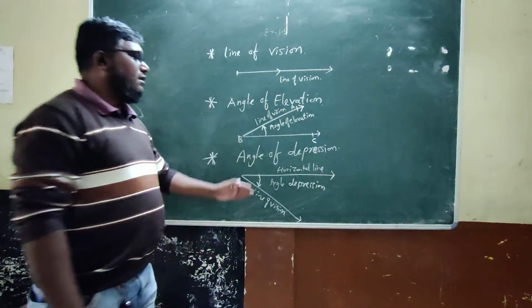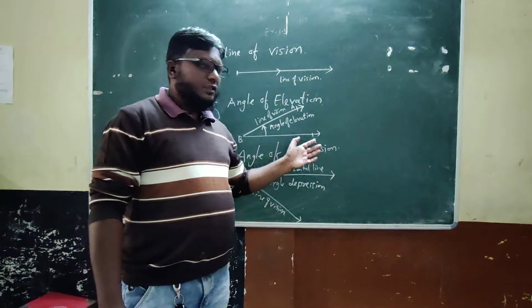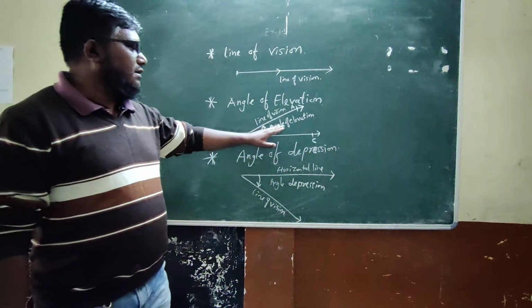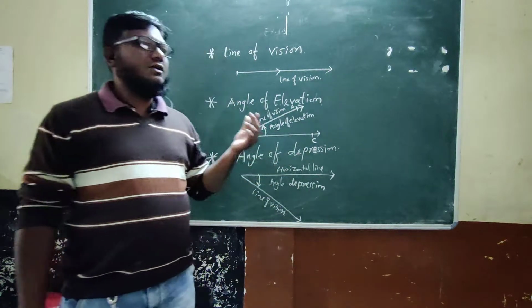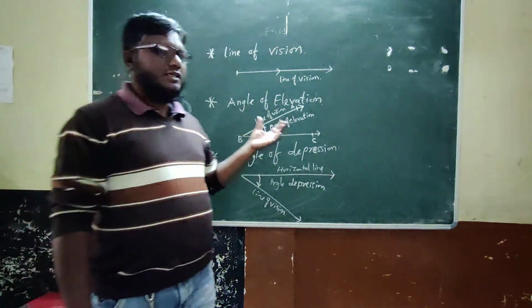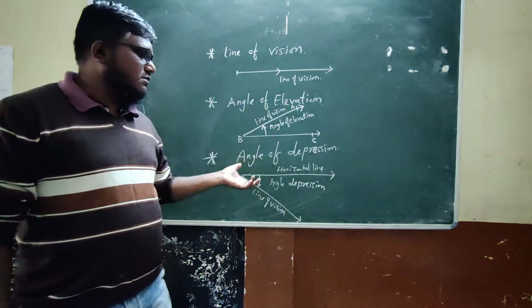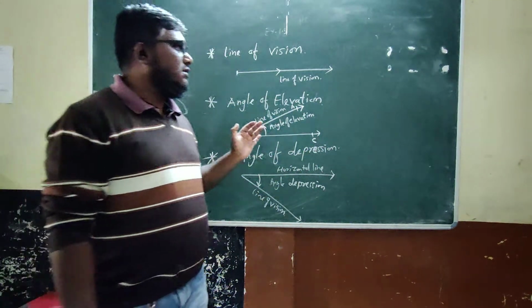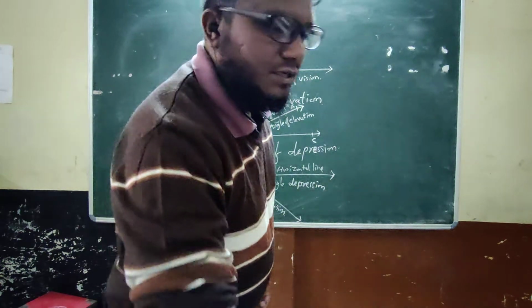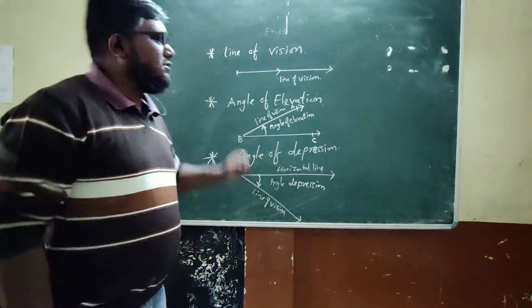So we'll see examples depending on angle of elevation and angle of depression. These two words are coming in the word problems of exercise number 6.2, and on the basis of that we have to understand which angle we have to consider for solving the example. Now we will see exercise number 6.2.